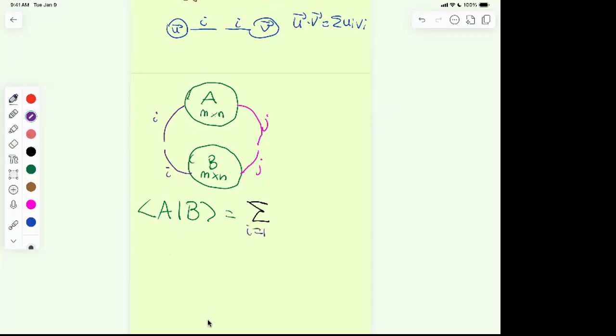Let's say that i goes from 1 to m, and j goes from 1 to n. And then you do that multiplication, so that you get the sum over i, j of a_ij b_ij.